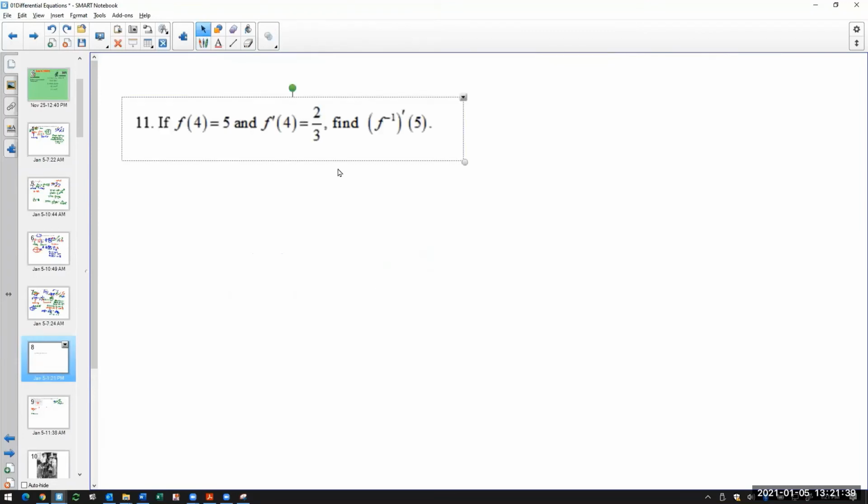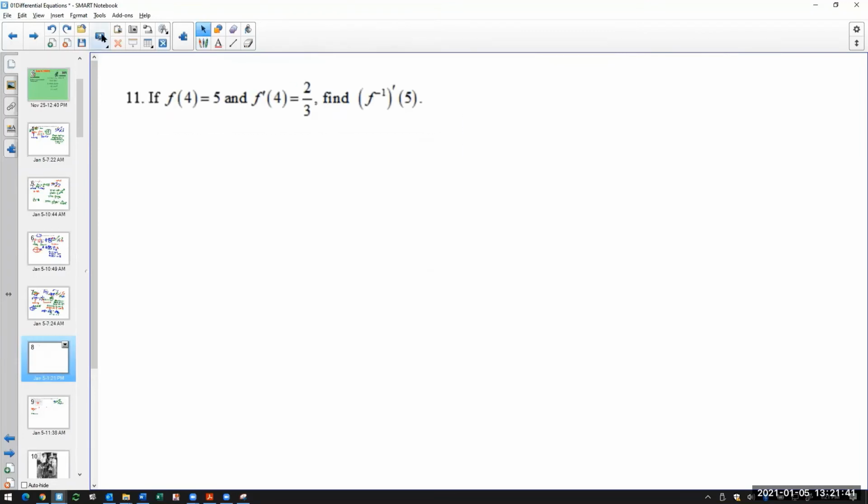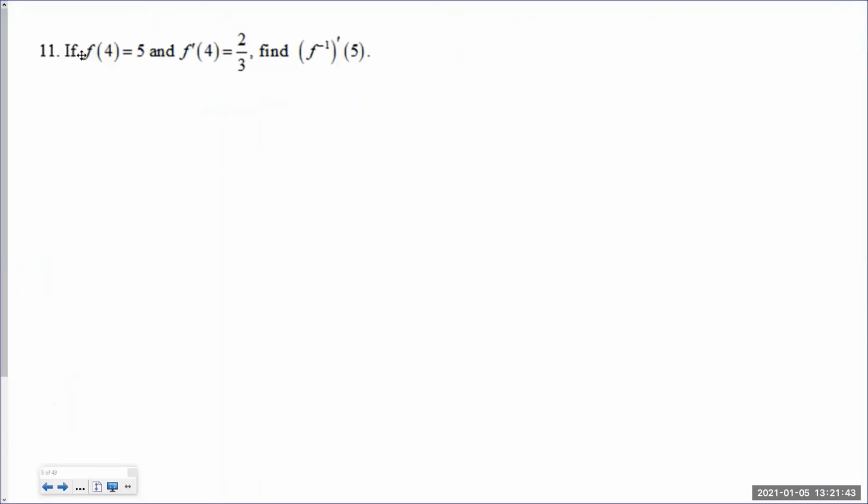Okay, so guys, we're looking at number 11. You want to know the derivative of the inverse of f. Okay, once again, f and g are inverses. So instead of calling this f inverse, I'm going to call this g prime of 5. Don't forget the little derivative, okay?